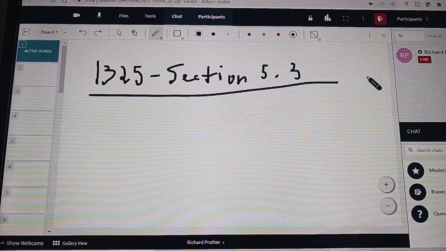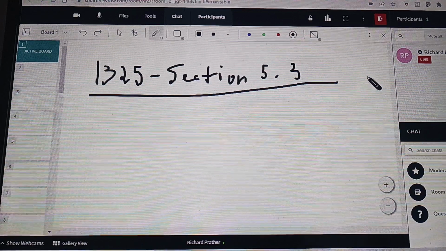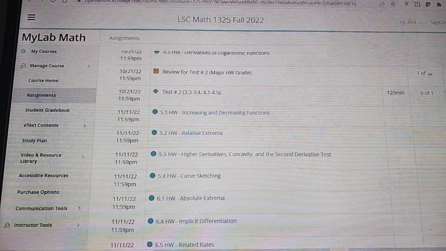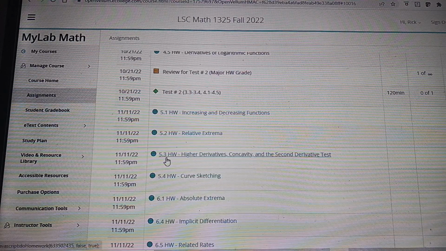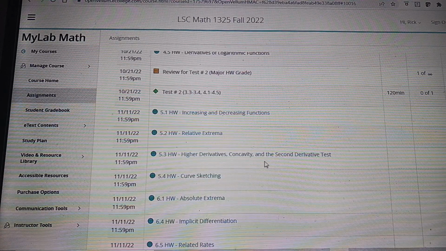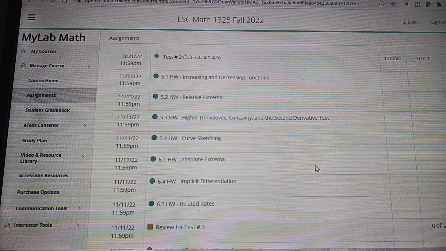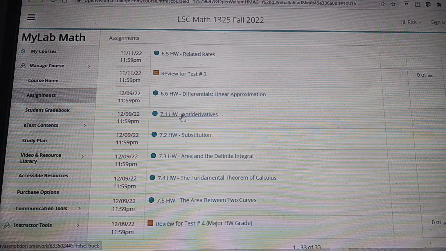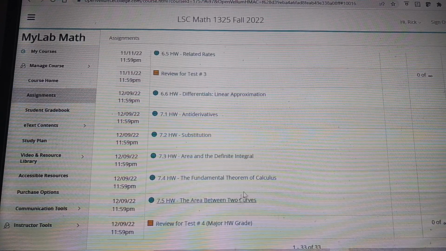Math 1325, we are up to section 5.3 today. And I want to show you a couple of things here. So 5.3 is higher derivatives, concavity, and the second derivative test. And then down here at the bottom, I now have 1, 2, 3, 4, 5. There's 6 last sections we do in the fourth unit.